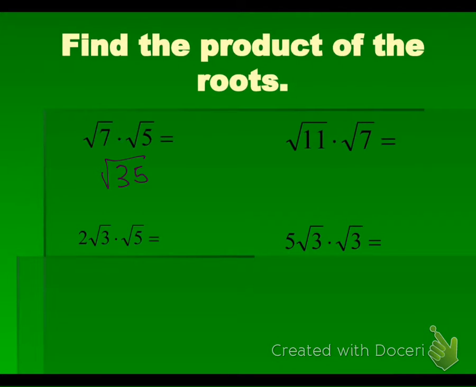Our next one, we have 7 and 11. What's 7 times 11? Square root of 77. Our factors of 77 are 7 and 11. Neither one have a buddy.